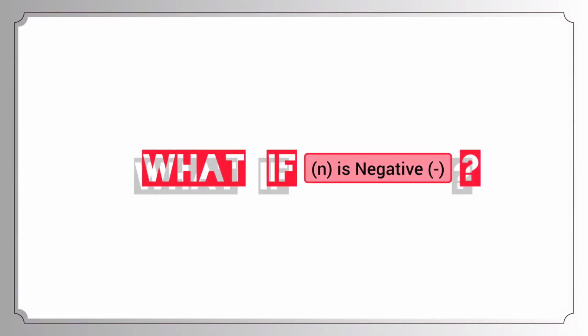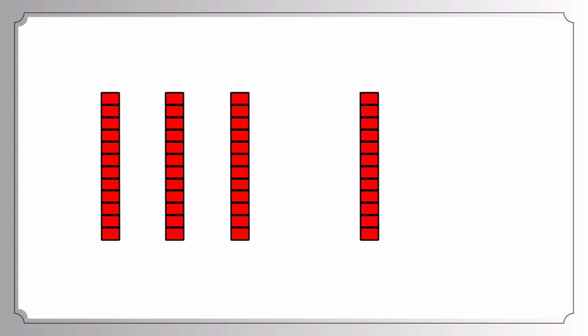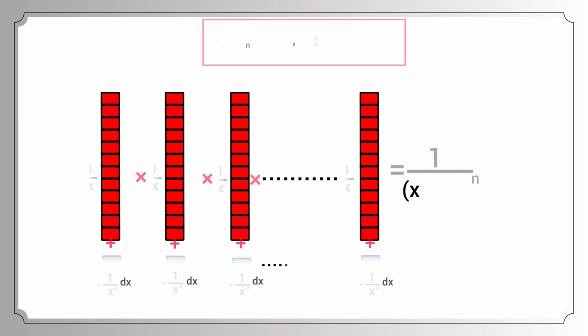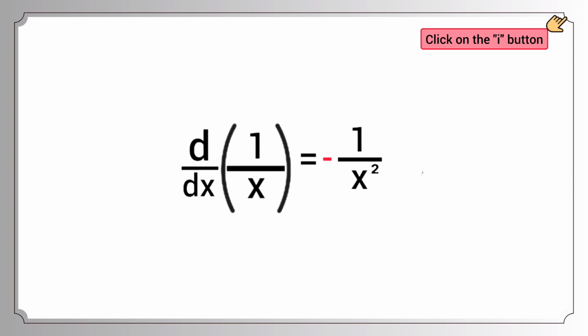But what about when the value of n is negative? When the power becomes negative, the x to the power n term will go to the denominator. Now, if we represent each column as 1 by x, then the multiplication will have a similar graphical representation. But the change in each column will be minus 1 over x squared times dx. If you are interested in the proof of this, then click on the I button to know more, or else you can take that as a fact from 1 by x derivative equation.